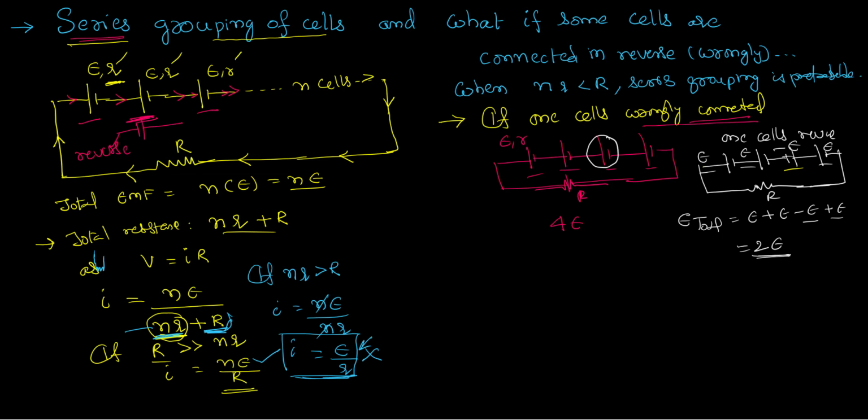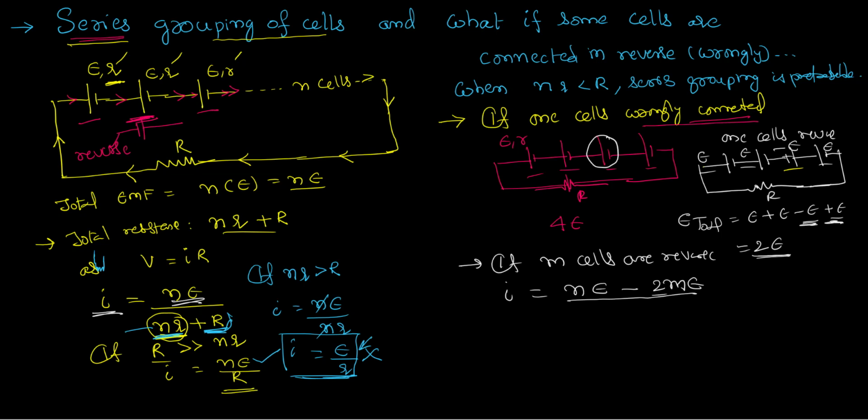So be careful. When one cell is connected in reverse, it affects one more cell, so the EMF is reduced by double the number of wrongly connected cells. So if M cells are reverse connected, what happens to the total current in the circuit? I, if all of them are connected correctly, it could have been NE, but M cells are connected wrongly. Each wrongly connected cell reverses one more cell like this. Therefore, minus 2ME has to be written.